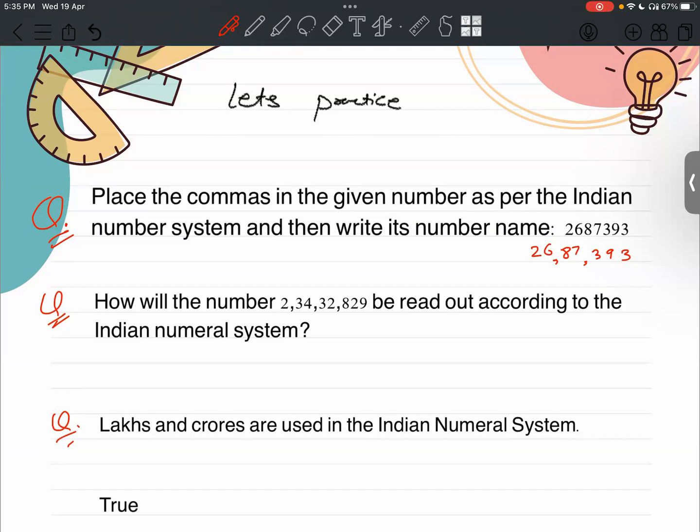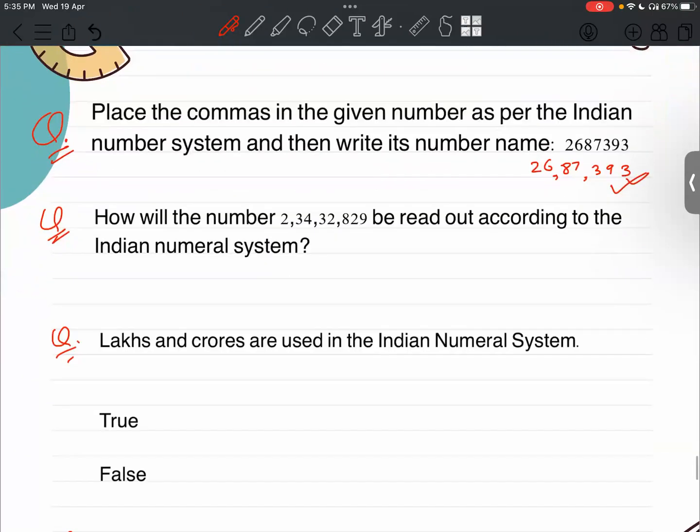Read its number. Yeah. 26 lakhs 87,393. Okay. Very good. This one is correct. Okay. Move on to second question.